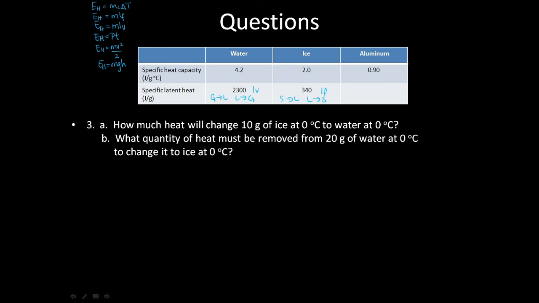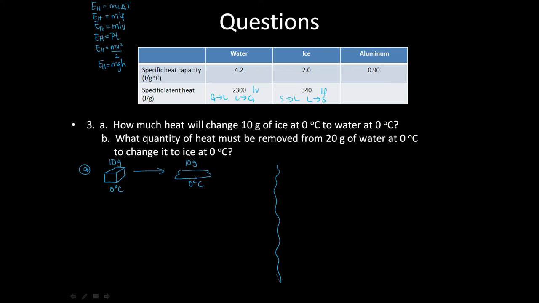Alright, so we have two parts, 3A and 3B. How much heat will change 10 grams of ice at 0 degrees Celsius to water at 0 degrees Celsius. So there is no temperature change in this question at all. So let's start. I'm going to draw two pathways right here, and this will be question A. If we draw this out, we have the ice, we have the 10 grams, and we have 0 degrees, and then it's changing state into liquid, and we have 10 grams of that liquid at 0 degrees Celsius, right?